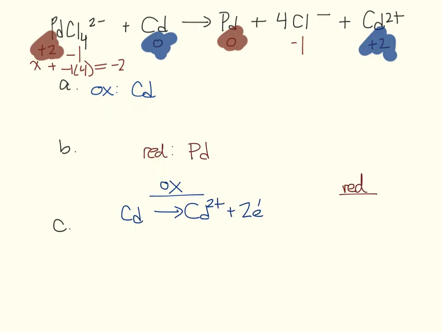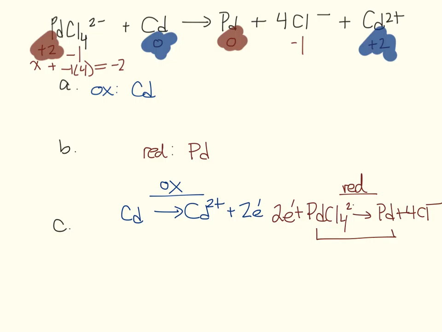where the palladium goes from being 2+ charge to being 0. To go from being 2 positive to 0, that palladium needed to absorb 2 electrons. Now these half reactions are balanced.